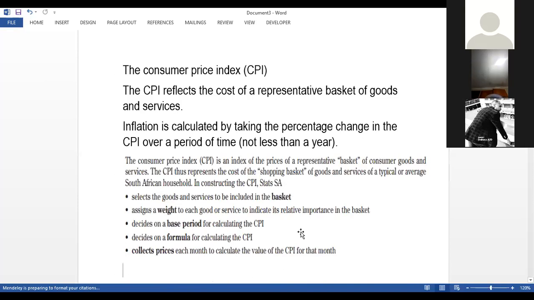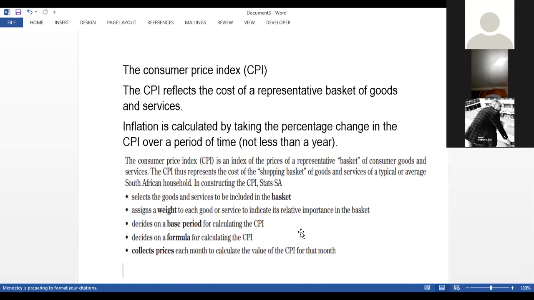All right. So this consumer basket of goods and services is given various weights. We're not really going to be looking in much detail at how this basket is brought about, what they take into account when selecting the goods and services that are going to be included within this consumer basket. But we just want to look at how it is going to help us in calculating what is referred to as the inflation rate.